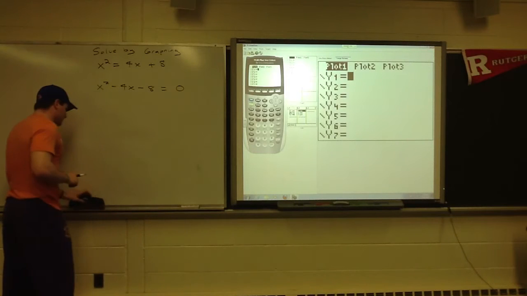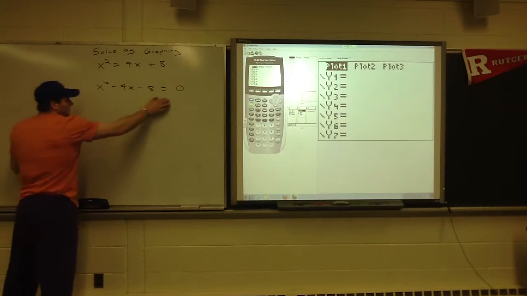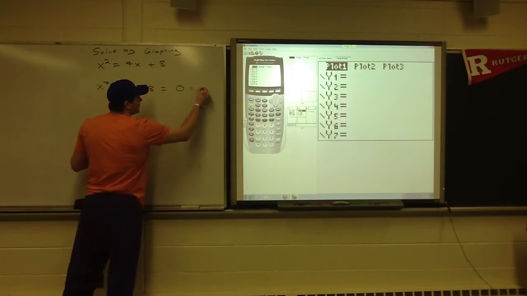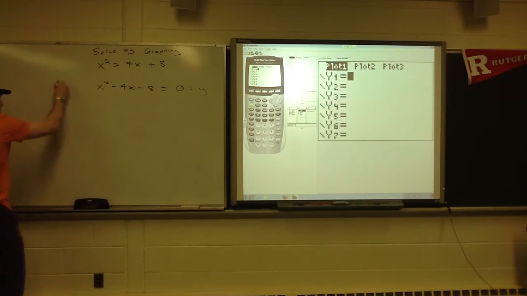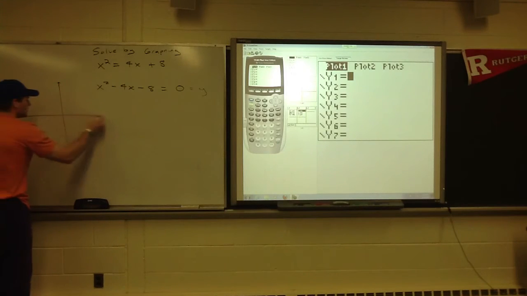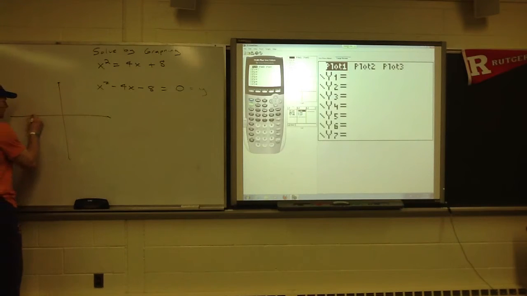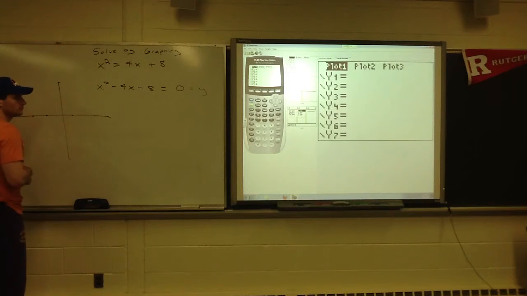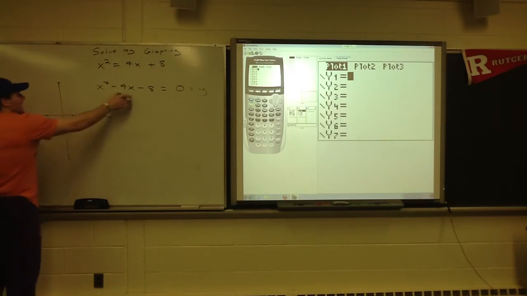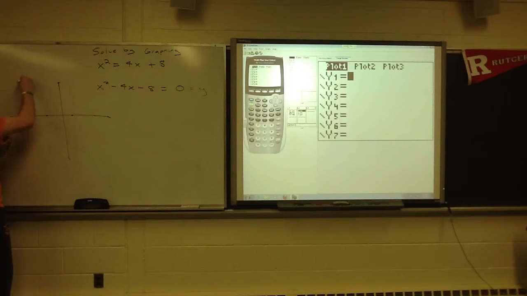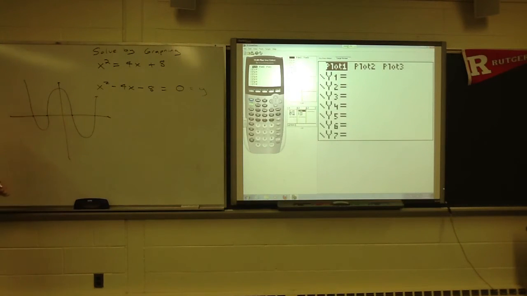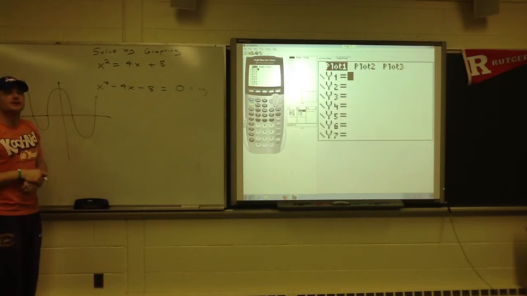And it's important we understand that when we set a quadratic expression equal to 0, we're really telling ourselves that this 0 is a y value. And any point that has a y value of 0 falls on the x-axis. So it's clear to see that if we graph this, the points at which the graph crosses the x-axis will represent our solutions to the equation.